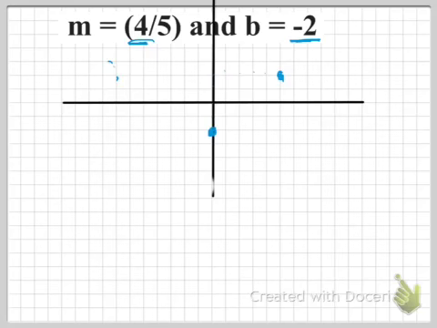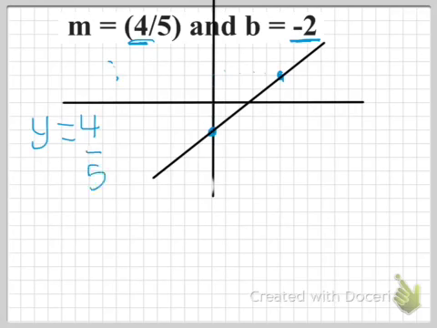And then I am going to make my graph going through those 2 points. That's my linear equation going through those 2 points. Like I said, it's not perfect because the iPad doesn't communicate real well with my fingers sometimes. But you get the idea. And now to write my equation, I just have my slope and my y-intercept, so it looks like this. y equals 4/5x minus 2.